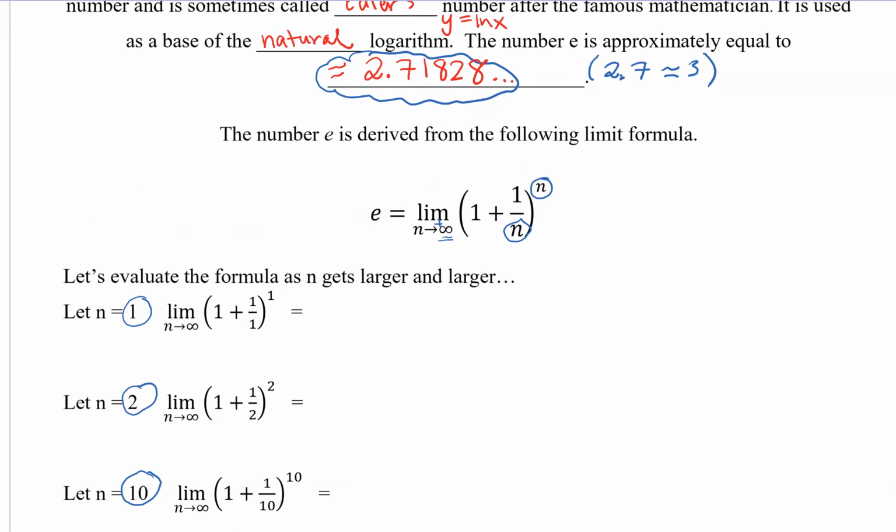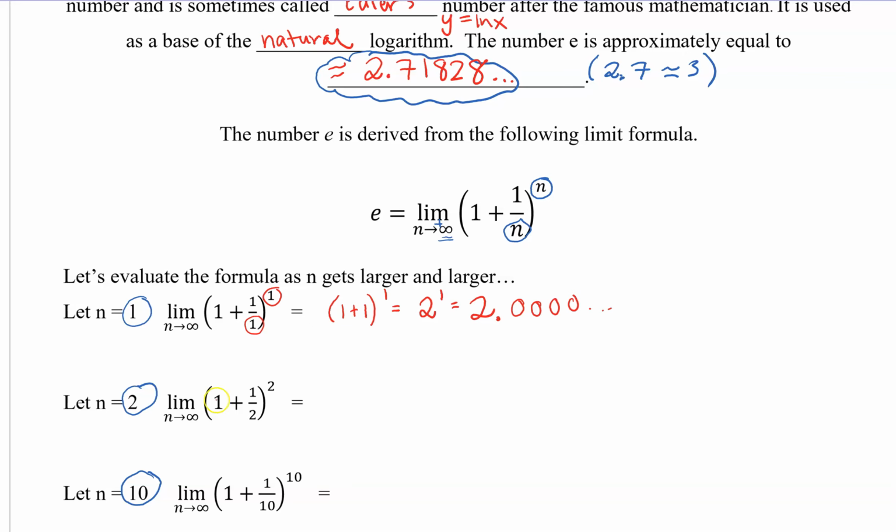So for this first one, when n is 1, this would just end up equaling 2, because the sum would just be 1 plus 1, and then if I raise that to the power of 1, well, anything to the power of 1 is just itself. So when we start with a small value for n, then we don't get this whole decimal 2.71828, we just get the whole number 2. No decimals. In fact, it's kind of like 2.0000, right? Because it was a whole number 2.